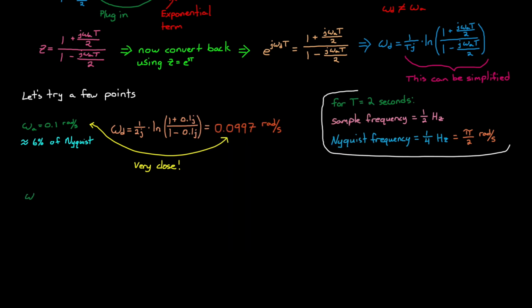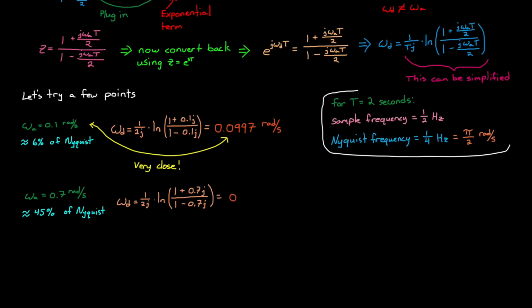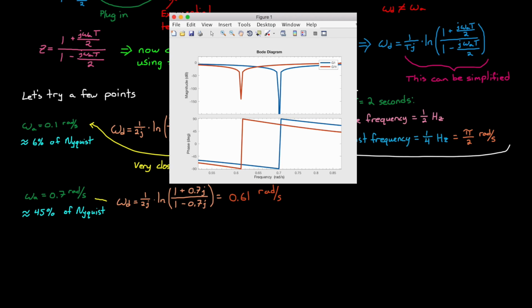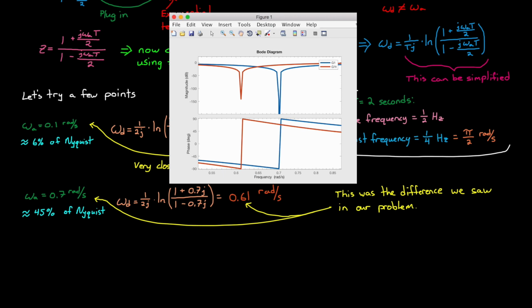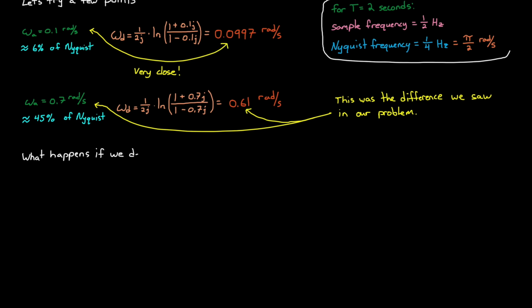Now, let's try an analog frequency of 0.7 radians per second. This is a relatively fast frequency, or about 45% of the Nyquist frequency. Again, we set up our equation to solve for omega d, and then we go back to MATLAB, change our omega a variable, and solve for omega d. The discrete frequency is not 0.7 radians per second, but about 0.61, which, again, if you recall, was the difference we saw between our two notch filters when the critical frequency was 0.7 radians per second. Interesting. So at this point you might be asking, what happens if we design a filter above the Nyquist frequency?